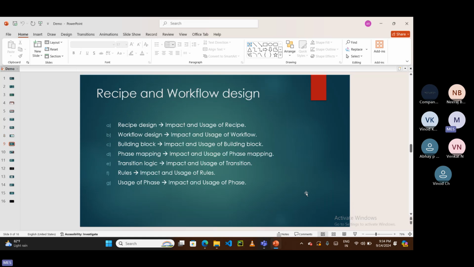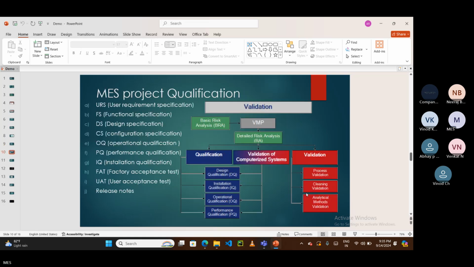So we'll understand the recipe and workflow design, we'll understand the building block concept, how phase mapping will happen, how transition logic is written, and how rules will be written for any phases or any classes, entities. There are n number of phases in our MES application, and where we have to use which phase, these things will be discussed during our training sessions.